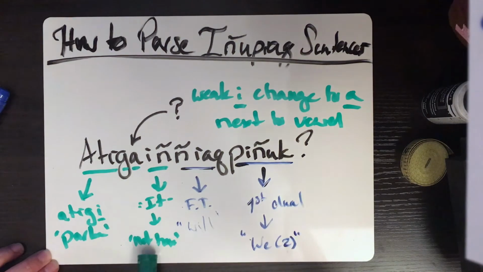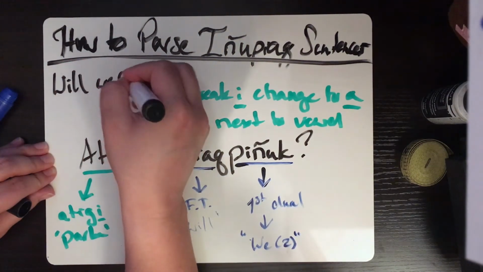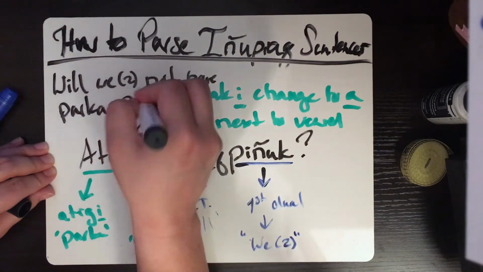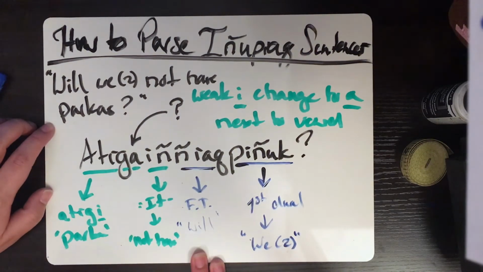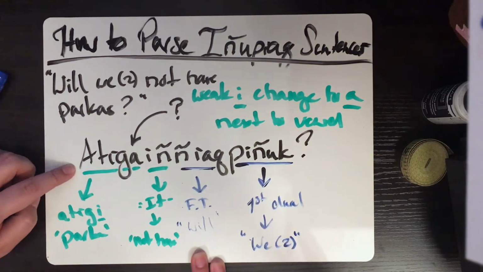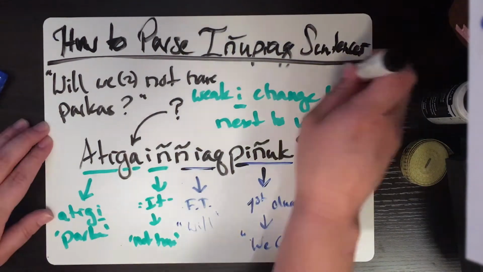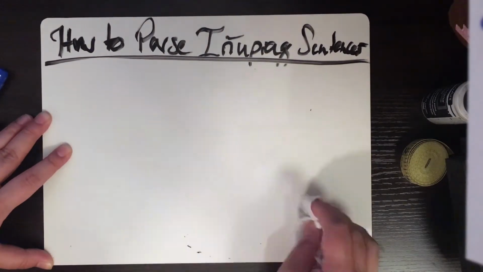So I have parka, not have, will, and we too. Will we too not have parkas? And in this sentence, this can be parka or parkas, because here the number of parkas is not specified. And I have another example.